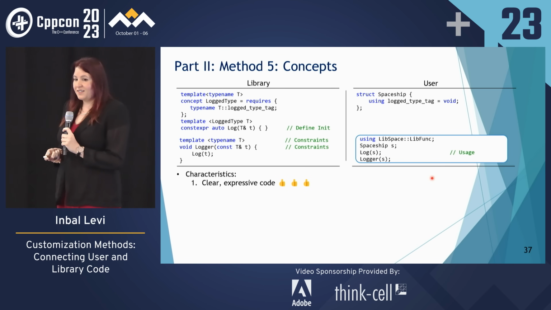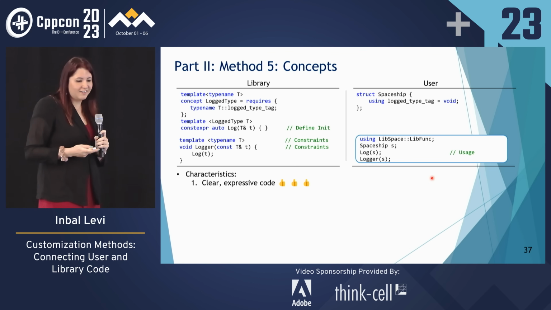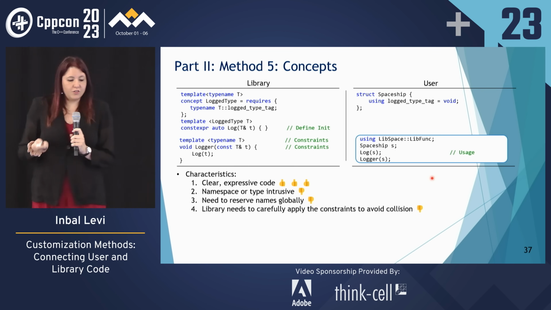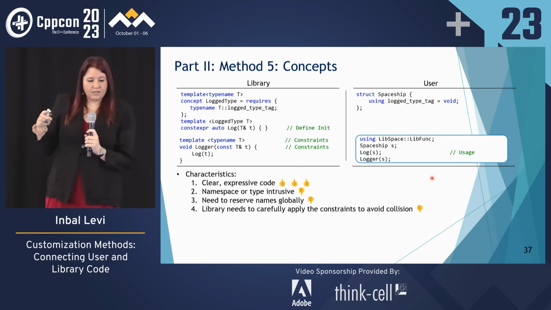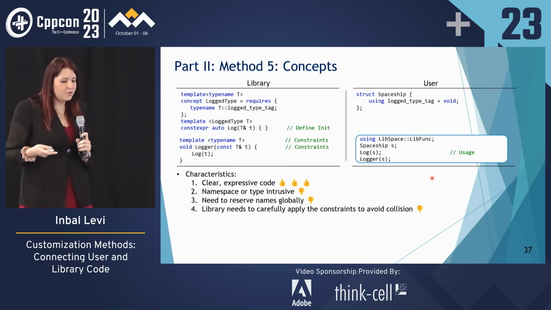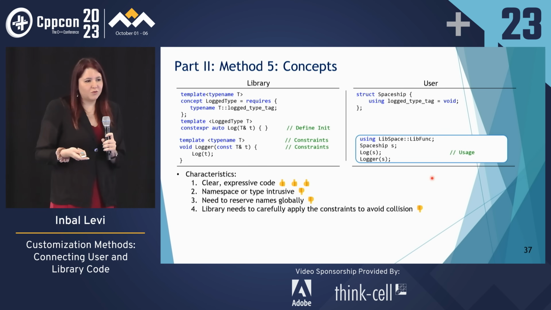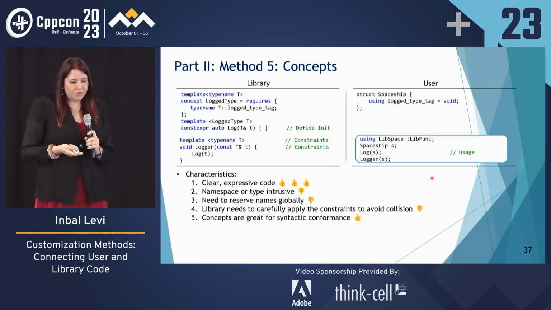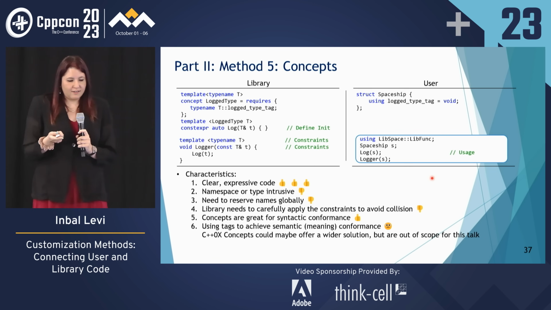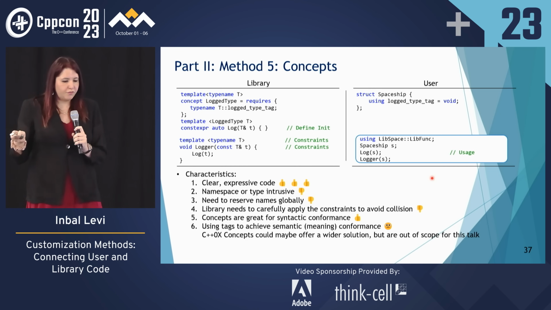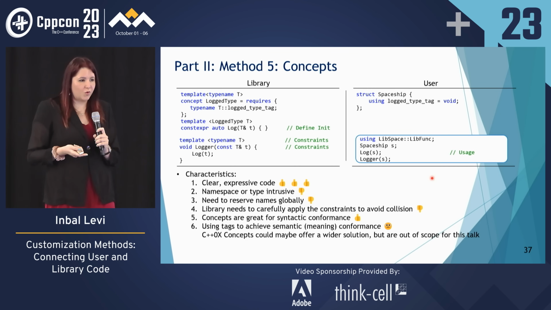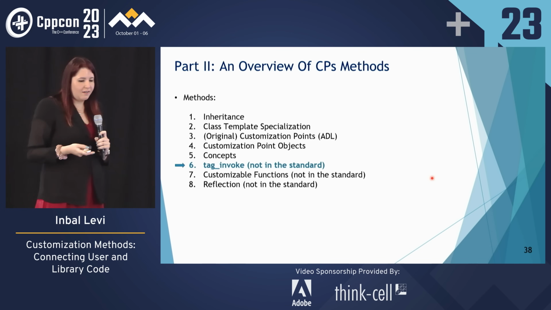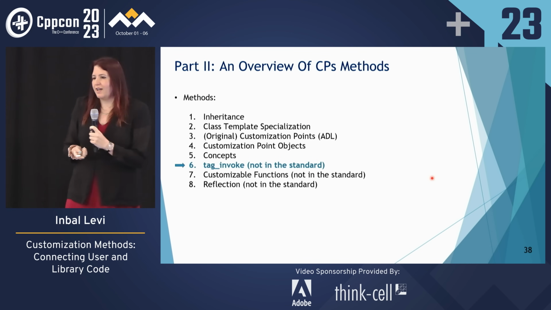So in my opinion, concepts are clear. It's not namespace or type intrusive. You still need to reserve names, but the library needs to be able to use the concepts in order to utilize them for things that are more complex than just checking some conditions or whether we have a name function. Still useful, but again, as I said, for syntactic conformance, it's great. For semantic conformance, you need a bit more work. Still can be achieved. And as I mentioned, ranges also heavily use concepts. So we've now summarized what we have right now.